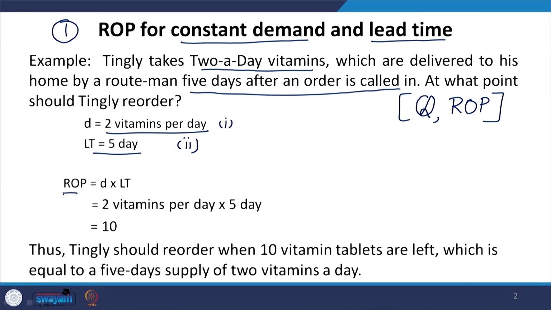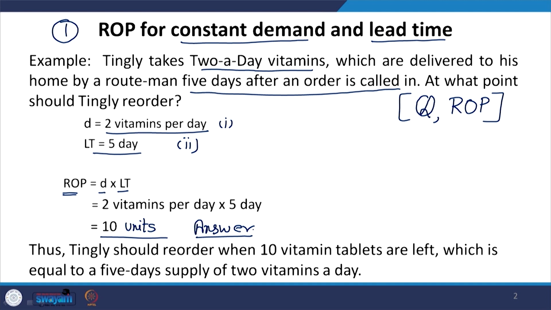So, simply the reorder point will be D into LT. D is 2 units per day into 5 days. So, 10 units, that is my answer.